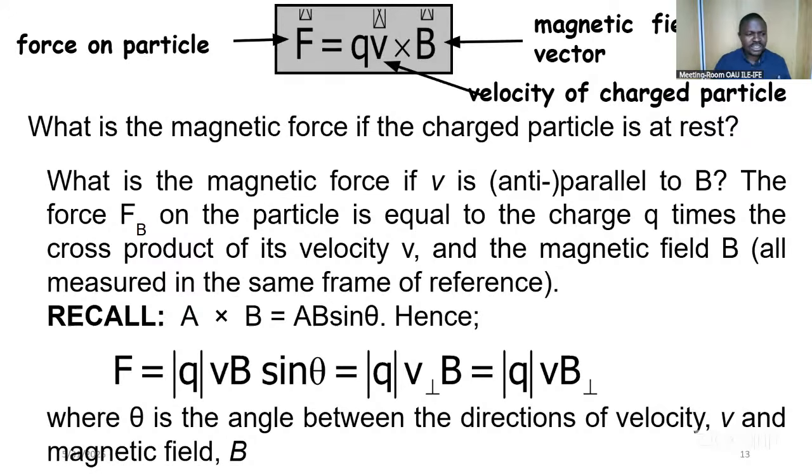Am I communicating? So the force on the particle is equal to the charge Q times the cross product, as we have explained before. You can recall that in mathematics they say A cross B is equal to AB sine theta. So we can now write it in this form: F is equal to the magnitude of Q, times V, which is the velocity of the charge, multiplied by the magnetic field times sine theta, where theta is the angle between the direction of the velocity and that of the magnetic field.